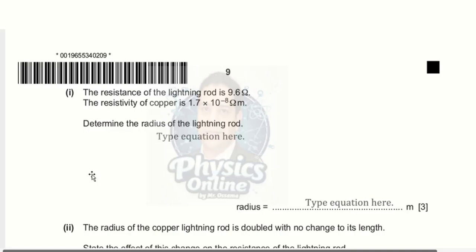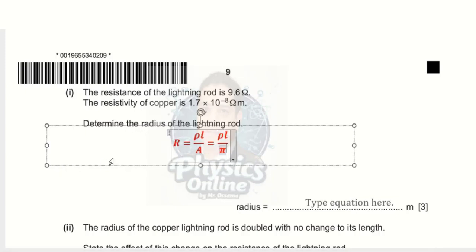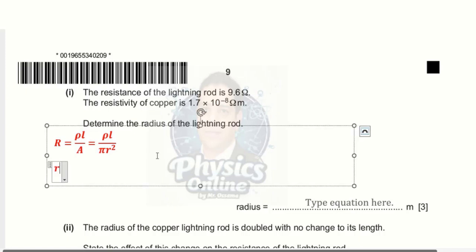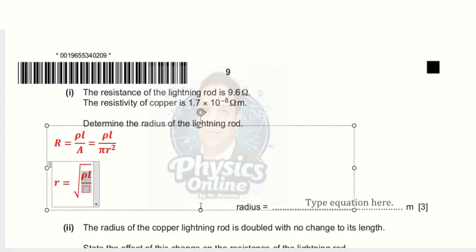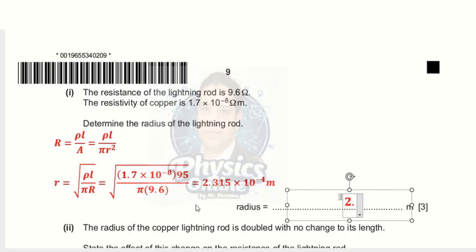The resistivity of copper is 1.7 times 10 power negative 8 ohm meter. Determine the radius of the lightning rod. Resistance equals rho L over pi r squared, so r squared equals rho L over pi R, which is 1.7 times 10 power negative 8 times 95 over pi times the resistance 9.6, which equals 2.315 times 10 power negative 4 meter, which is almost 2.3 times 10 power negative 4.